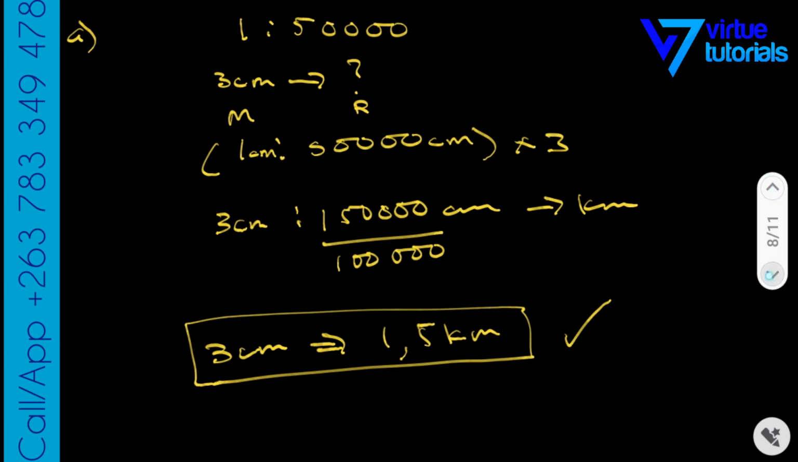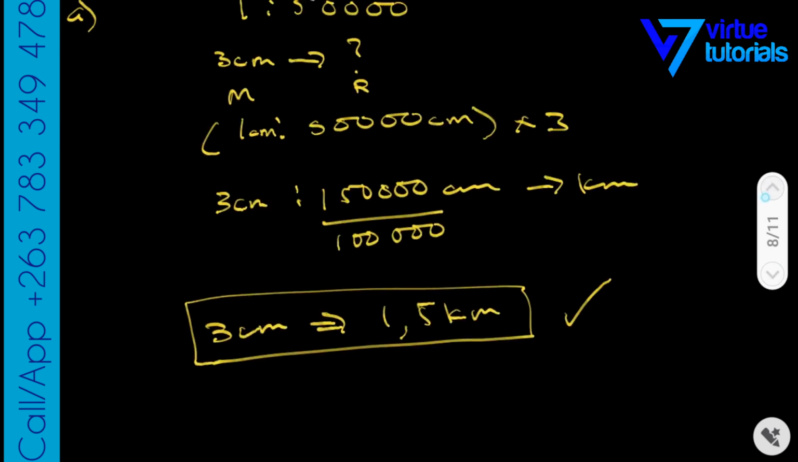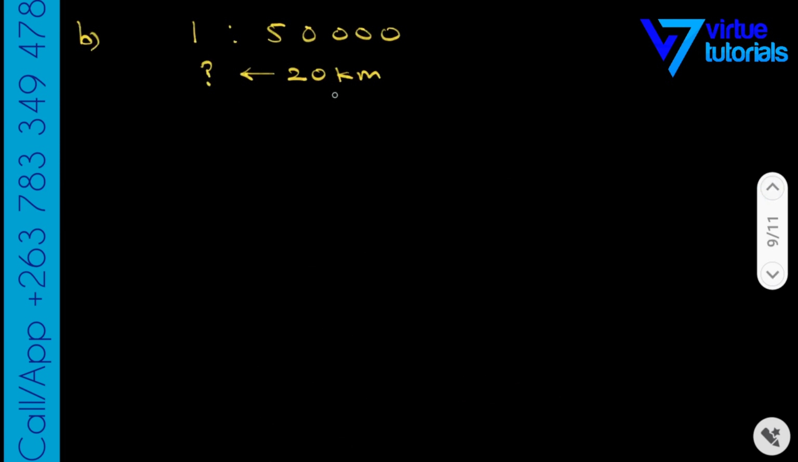All right, so let's look at the next one. It says find the distance on the map that represents 20 kilometers. So we're given the distance from the real life side. Remember, this side is the map side and this is the real life actual distance side. We're told on the real life side there's 20 kilometers. What is the distance on the map on the other side?